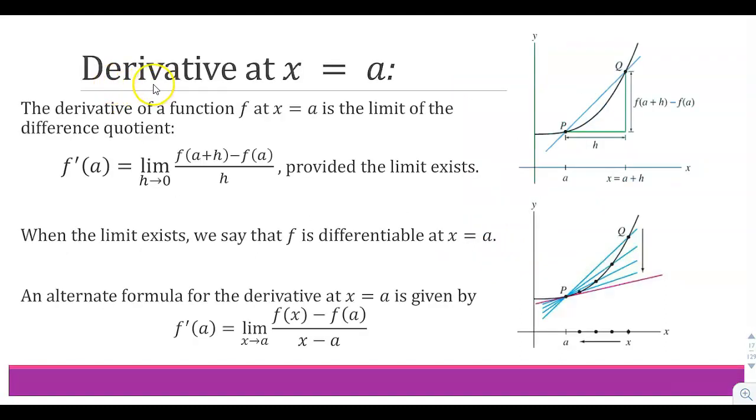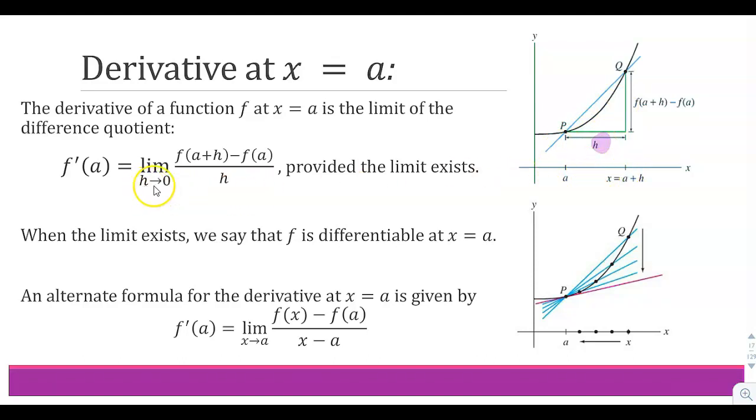So now we can formally define a derivative at x equals a. The derivative of a function f at x equals a is the limit of a difference quotient. So the notation here reads f prime of a, the derivative of f at the x value a, is going to be the limit as h approaches 0. So remember what h was. h is that distance between those two x values.